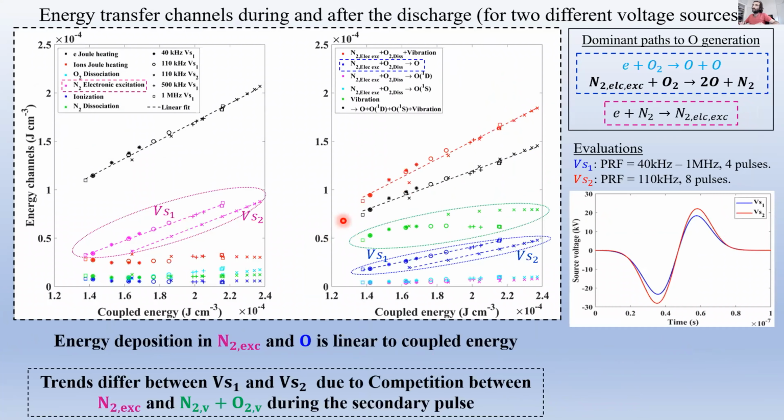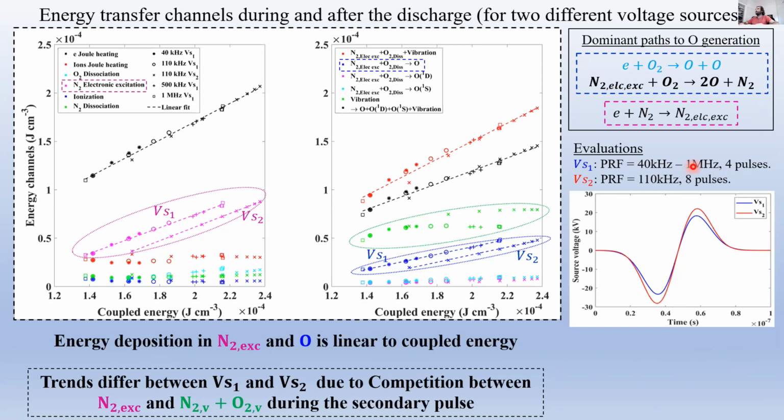After discussing the coupled energy, we want to see how it transfers to different modes, and especially to the generation of oxygen radicals. The dominant path for oxygen radicals in those systems is, first of all, electron impact dissociation of oxygen, but even more importantly, the quenching of electronically excited nitrogen. And those are obviously created, again, by electron impact reactions. So these are the main two energy channels or paths that we are following. They are related.